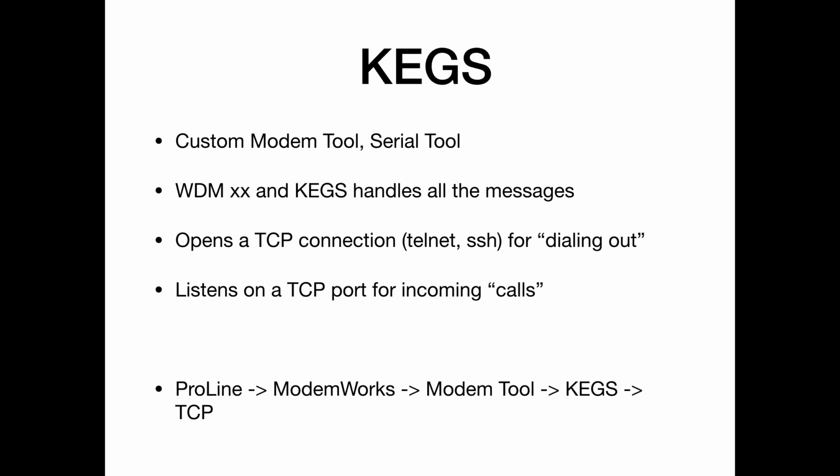My approach was to create a custom modem tool and a custom serial tool. They interface with KEGS directly through the WDM opcode instead of indirectly through the serial port. KEGS handles all the Modem Works messages directly. KEGS opens a TCP connection for dialing out and listens on a TCP port for incoming calls. If we look at what's happening, Proline calls Modem Works, which calls the Modem Tool, which is just a shim into KEGS, which handles all the work and reads and writes over TCP.